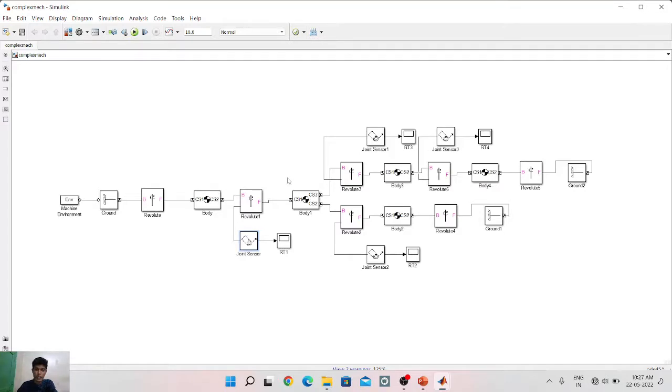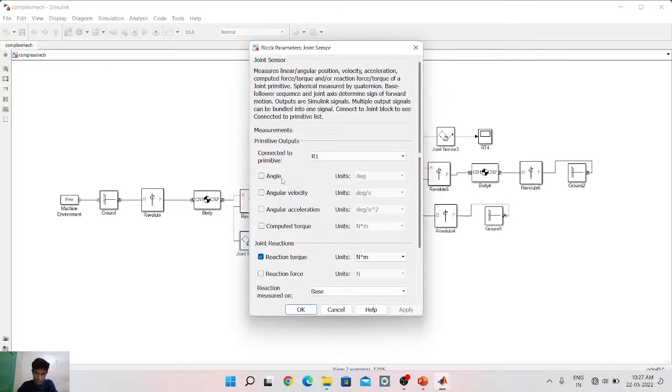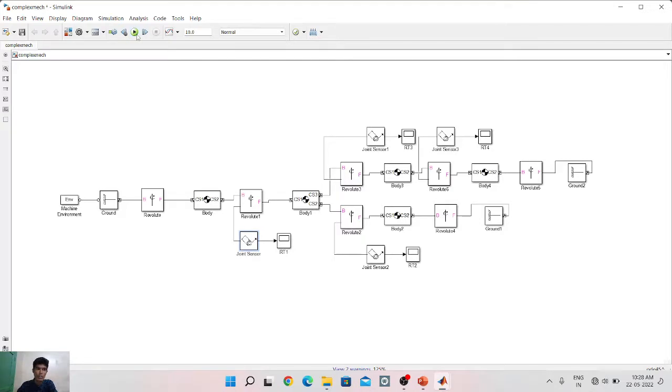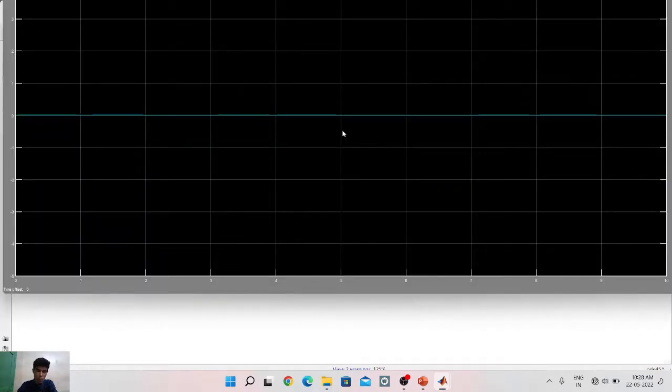After completing the whole setup, we have to choose which parameter we have to measure. Then we click apply. Then we have to run the module, and with the help of this scope option, we have obtained a graph like this.